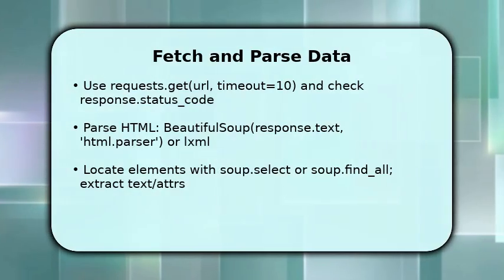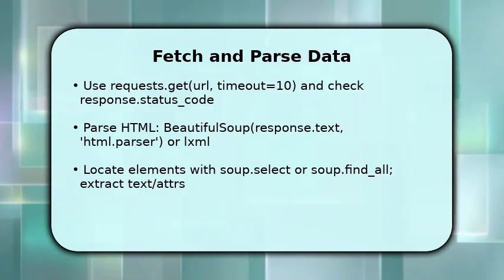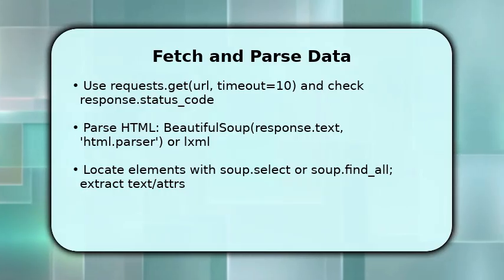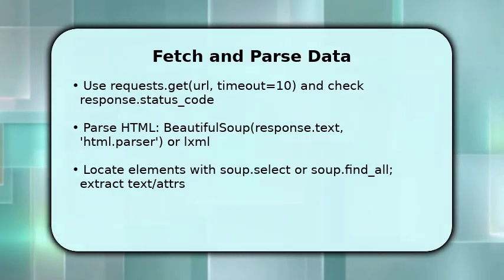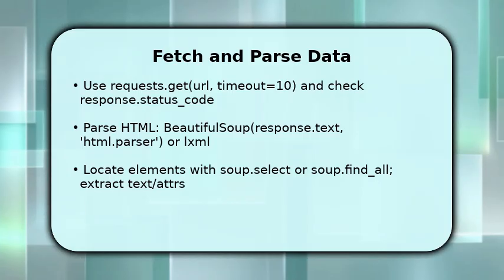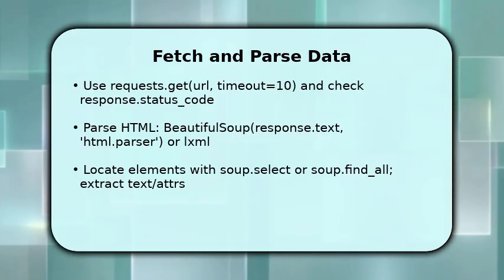You now fetch and parse content reliably. Call requests.get with a timeout and handle non-200 codes gracefully. Then parse with Beautiful Soup, choosing a parser based on speed and HTML quirks. Once parsed, query elements using CSS selectors or find_all patterns to target lists, tables, or attributes.